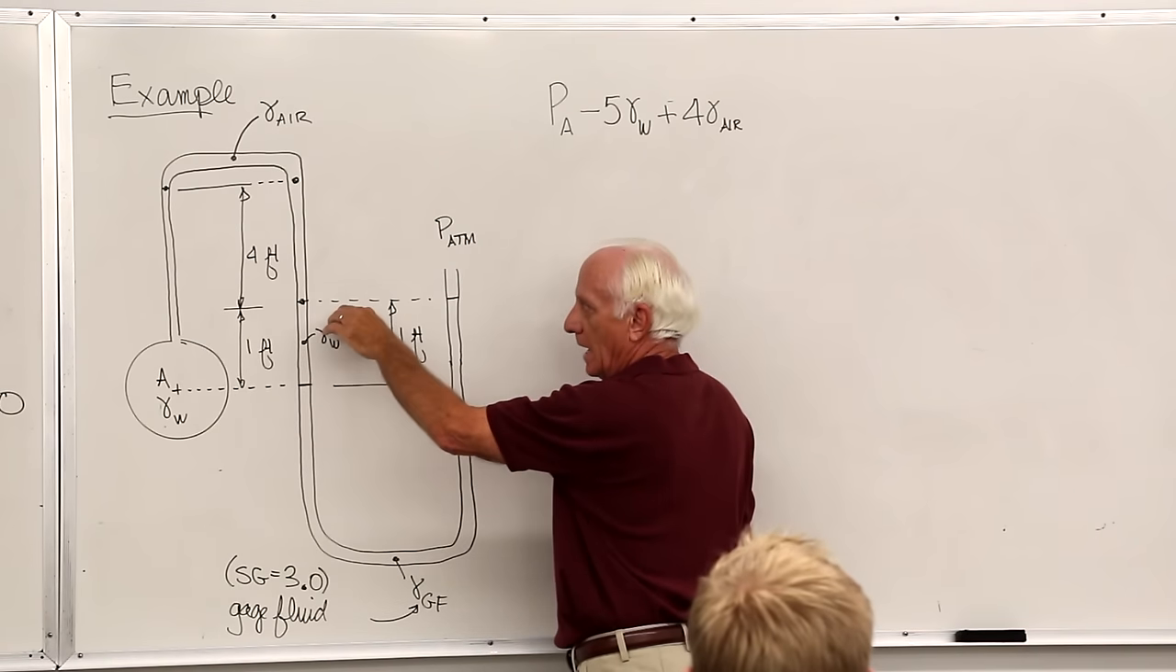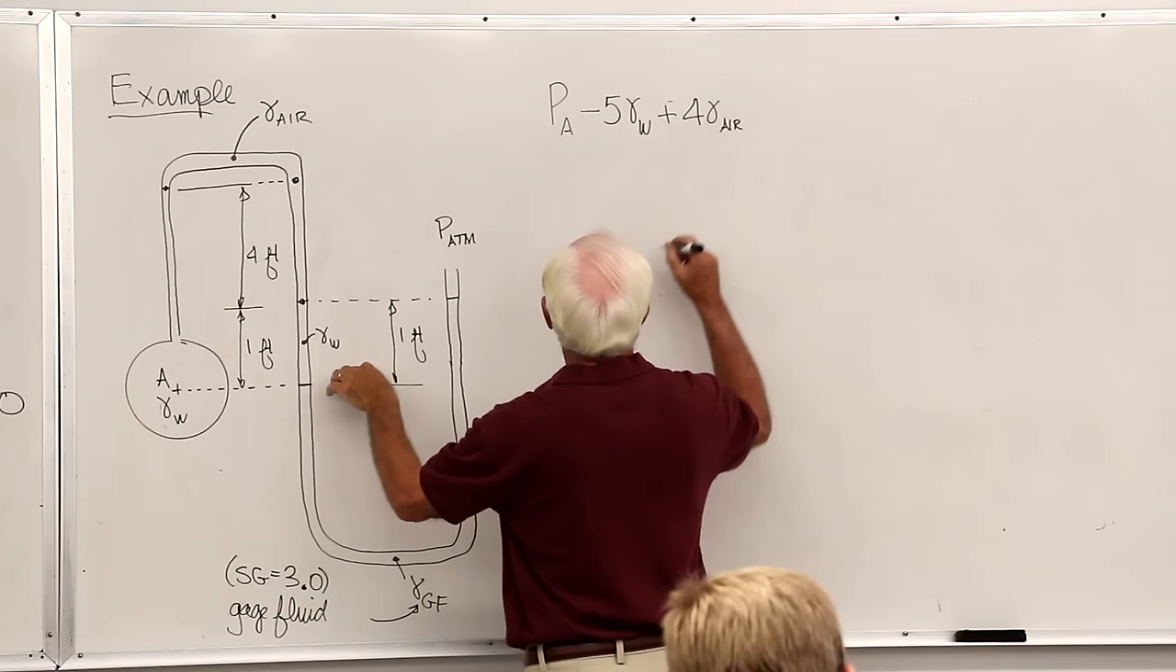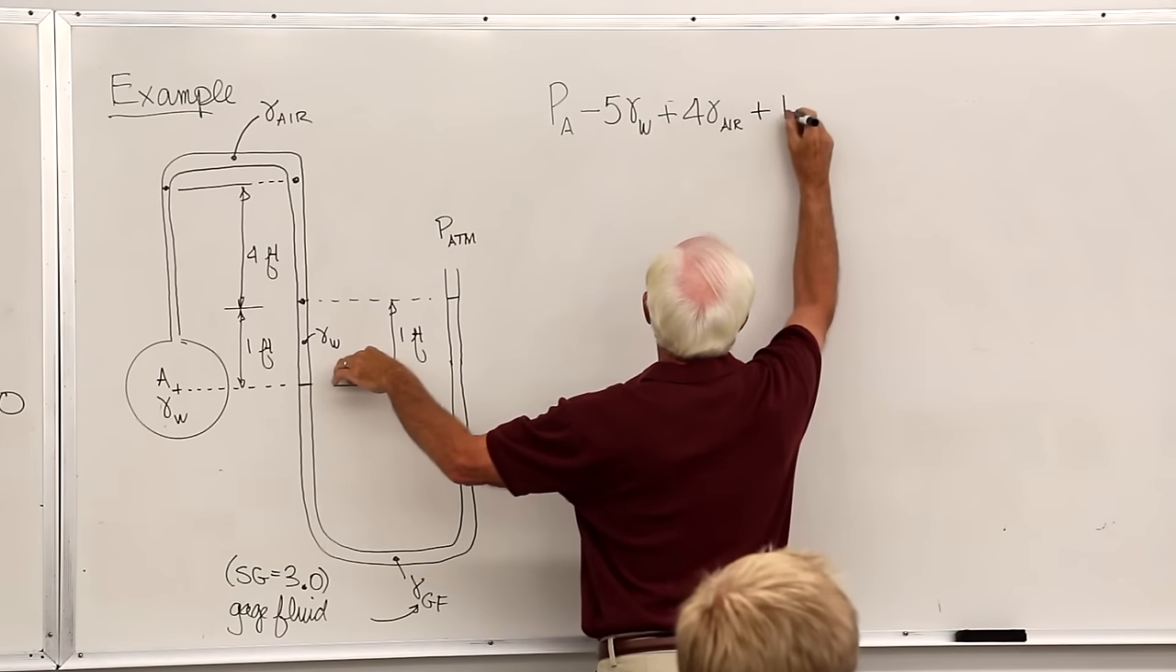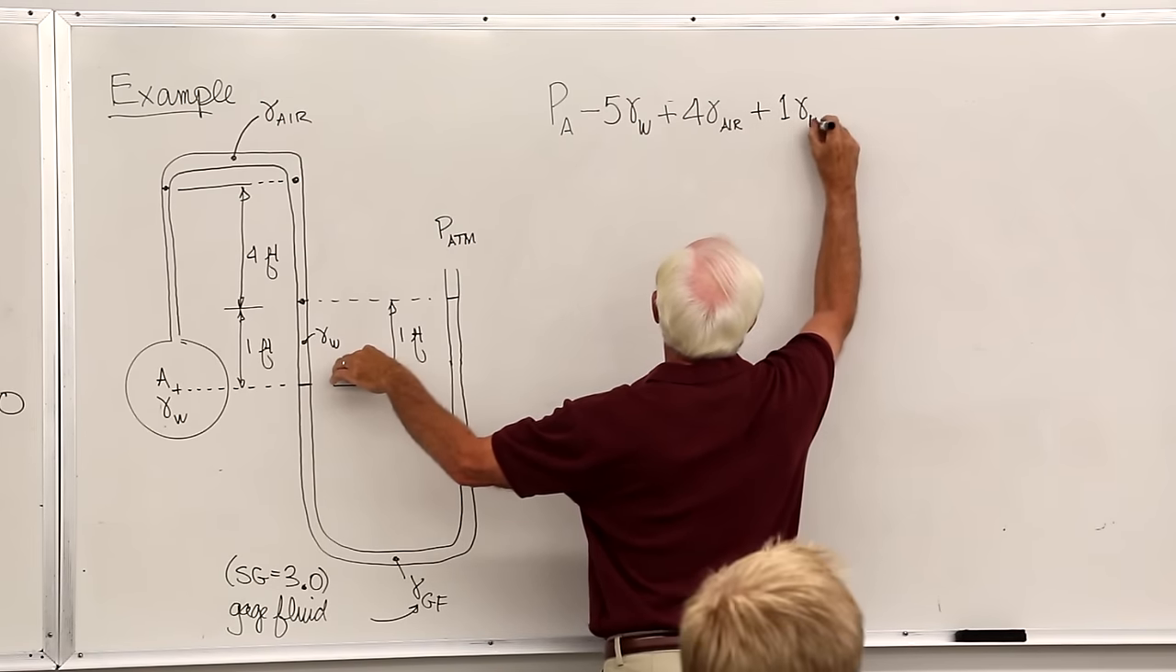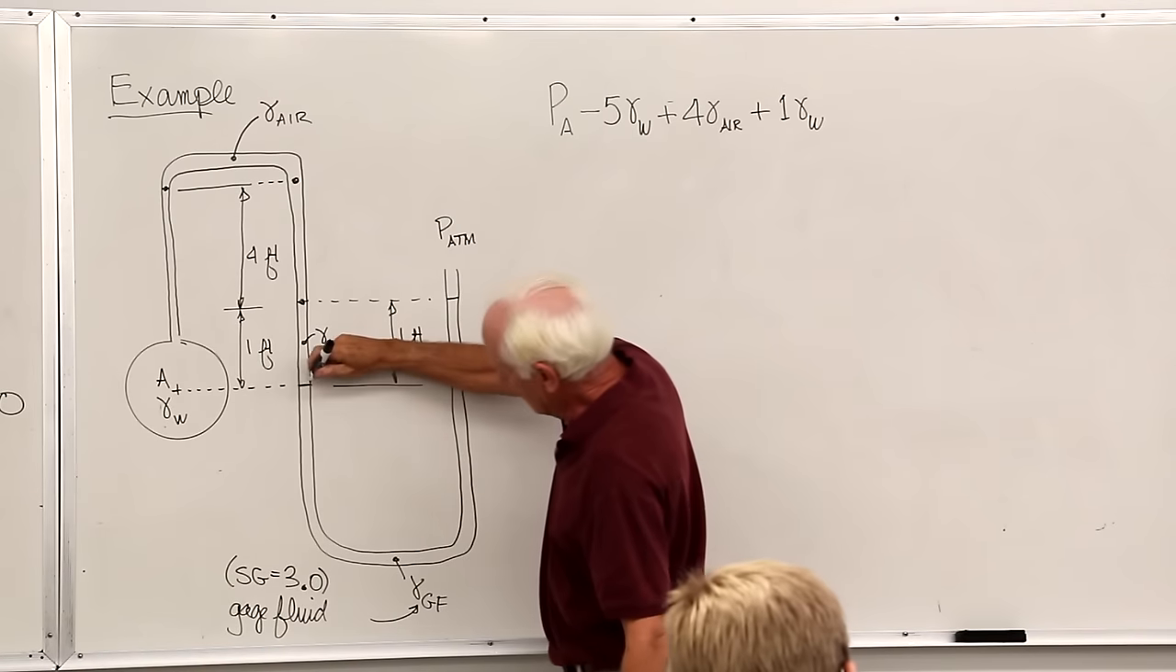Okay, the pressure down here. I go down, the pressure goes up. How far down did I go? 1 foot. What was the fluid? Water. Okay, now I'm down here.